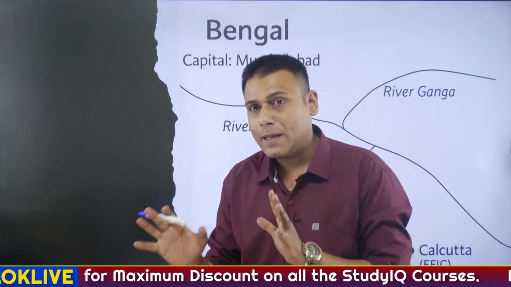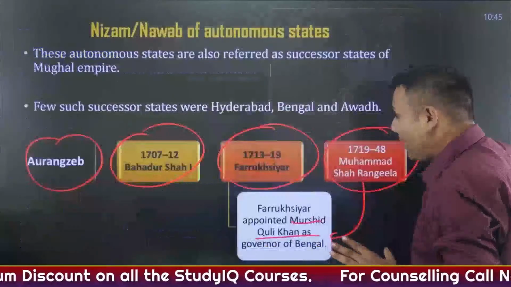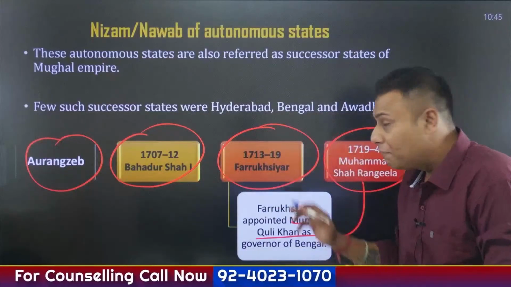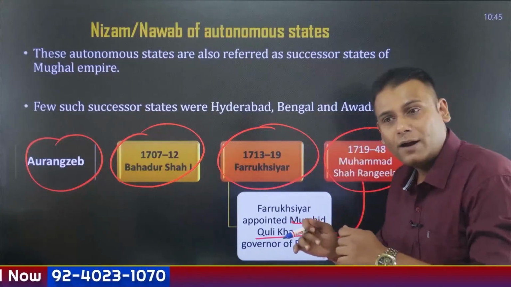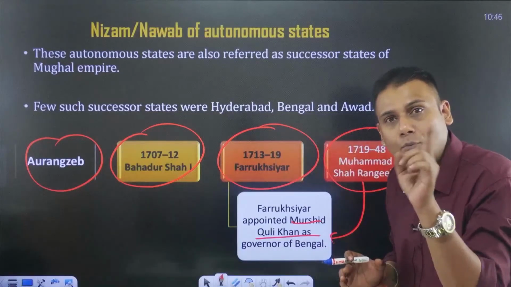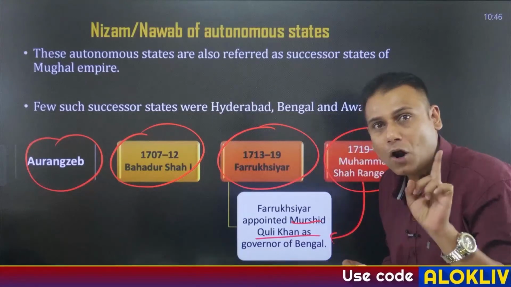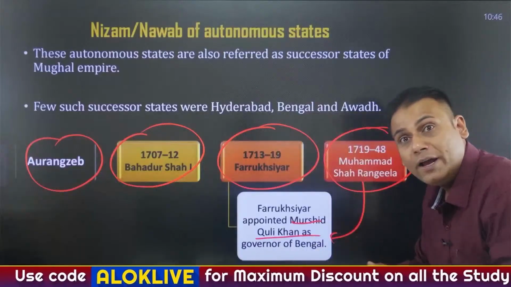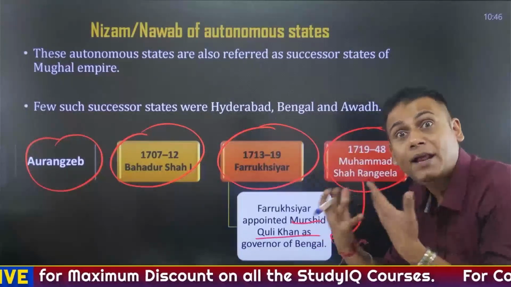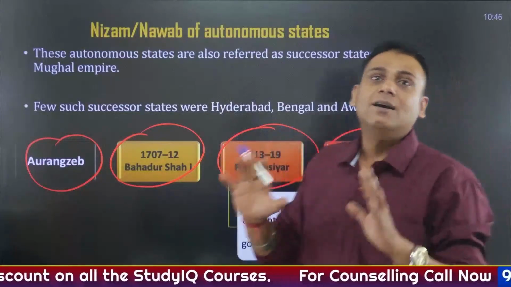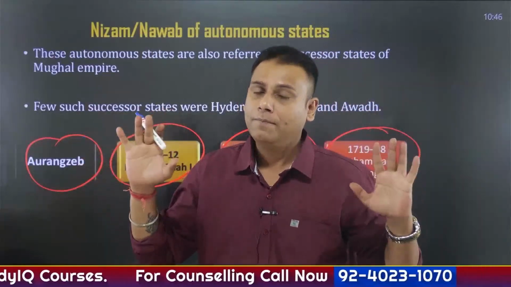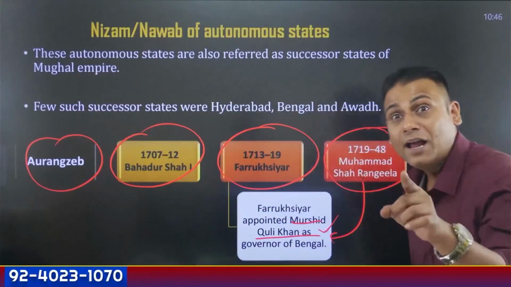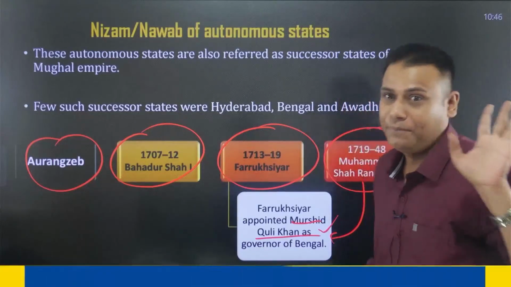Clear till here? I'll repeat. Aurangzeb was succeeded by Bahadur Shah I. He was succeeded by Farooq Siyar. Farooq Siyar was succeeded by Muhammad Shah Rangila. Now, Farooq Siyar had appointed Murshid Quli Khan as the governor of Bengal. But from the time of Muhammad Shah Rangila, Murshid Quli Khan's power and influence started increasing by leaps and bounds, and he started asserting his independent authority. Murshid Quli Khan declared himself independent and Nawab of Bengal.